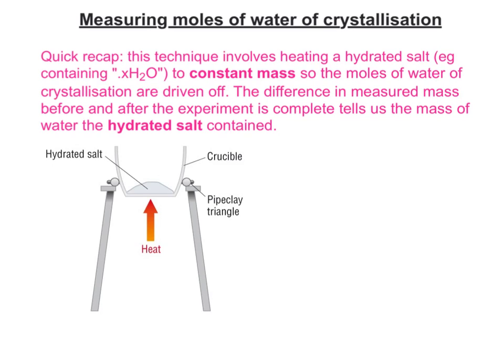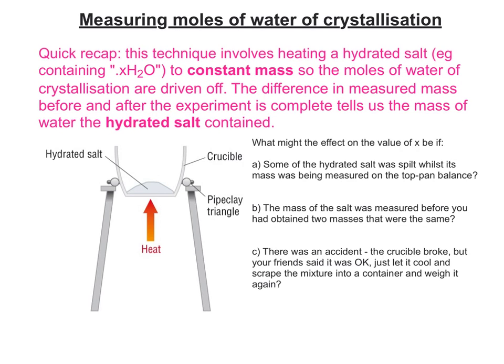So obviously, knowing that the Mr of water is 18, you can work out how many moles, in other words, the value of X, of water that the hydrated salt contained in the first place. So you've got three scenarios. What I'd like you to do is pause the video and see if you can work out what the effect on the value of X might be in each of these cases. And if you can, try and explain why.